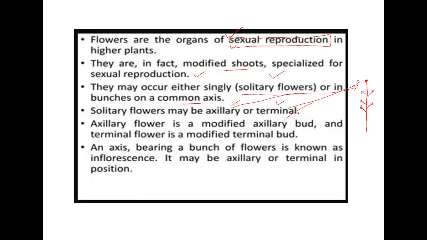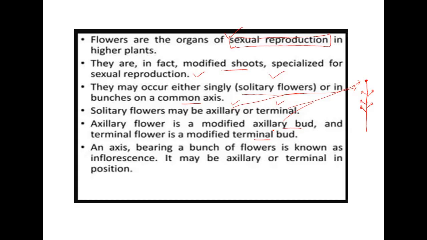And if the flower arises at the tip or end of the main axis, that is called a terminal flower. An axillary flower is a modified axillary bud, and a terminal flower is a modified terminal bud. Flowers are arising from buds. If the bud is axillary, then the flower is an axillary flower. If the bud is terminal, then the flower is a terminal flower.